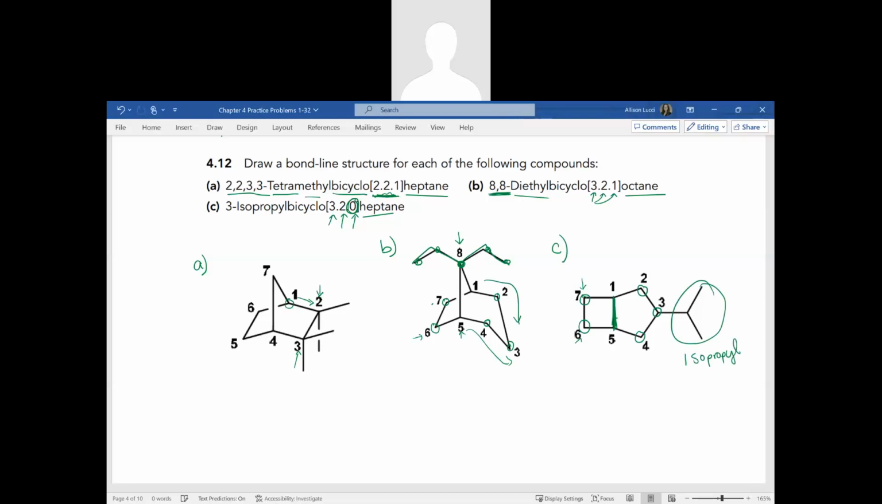Right, so we know that we have the right group drawn over here on our carbon 3. So again, we could start at either this bridgehead up top or this bridgehead down here. And we would go down our largest bridge, whichever way, and we would end up on carbon 3 here, showing that substituent of the isopropyl group. So this is the correct structure then for compound C.